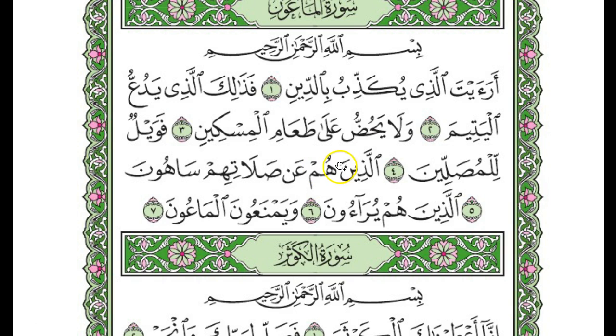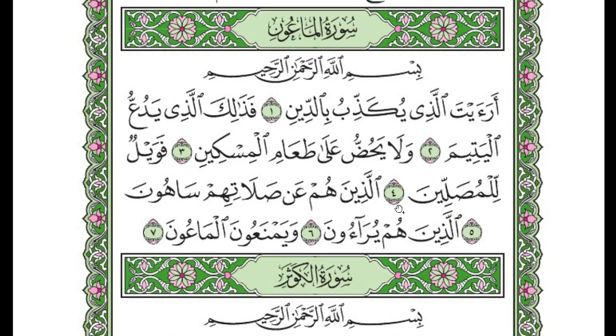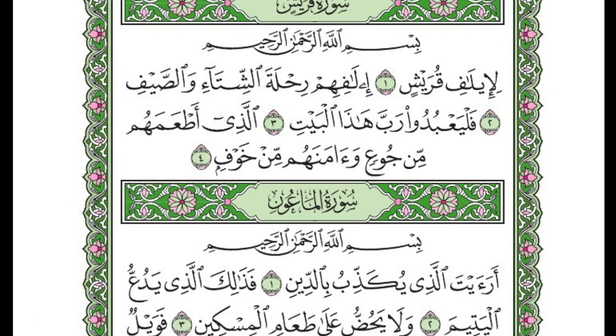So, alladhina hum is detached, while Salatihim is attached, okay? Alladhina hum, hum, Waliyam na'un al-ma'un, okay, the hum there. Let's go one more, see whether we can find any more. Okay. Ila fihim. Same goes. Ila fihim because of the kasra before that fi. Okay. You have ila fuhum. Okay. Alladhi at'amahum. That's it. At'amahum. See? At'amahum, not at'amahim. Okay. They are both the same in the form of their mudaf, mudaf ilaih, okay, they are still attached, so just to facilitate spelling, okay. Wa amanahum, the same goes.